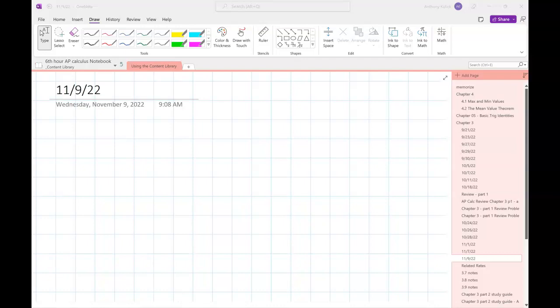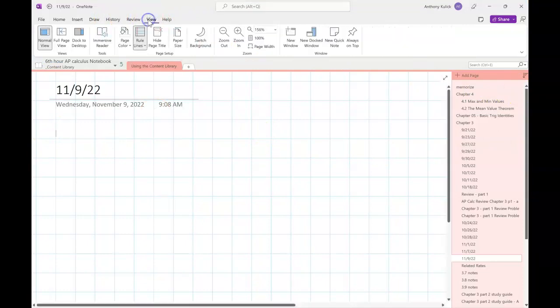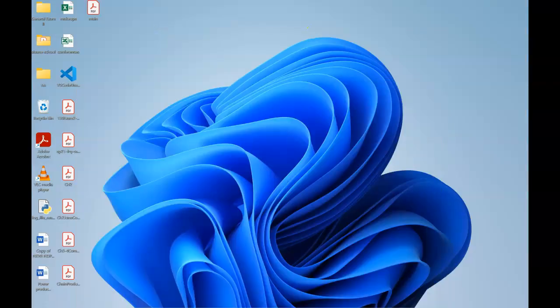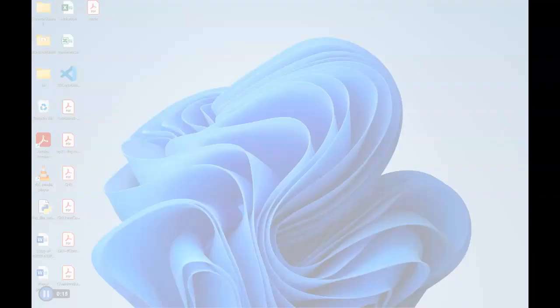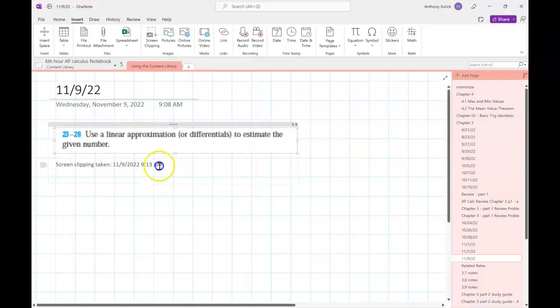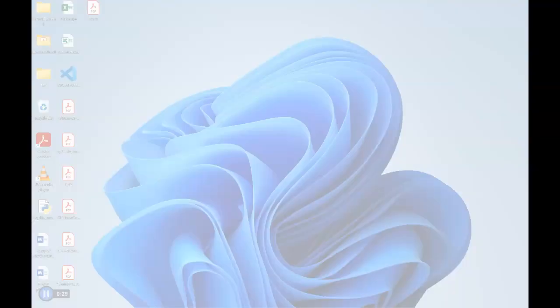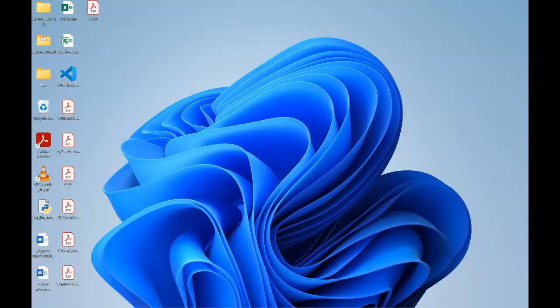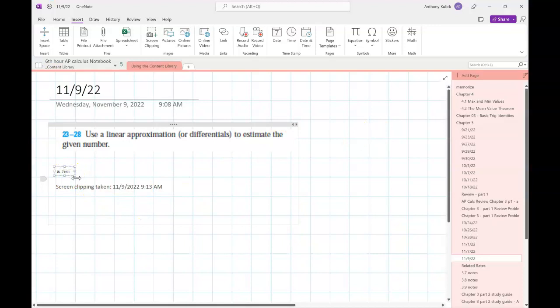Blake, can you look at number 25 on 3.10? Yeah. Oops, insert. 25, you say? Yes. Okay, so this was the directions. And this was the problem.